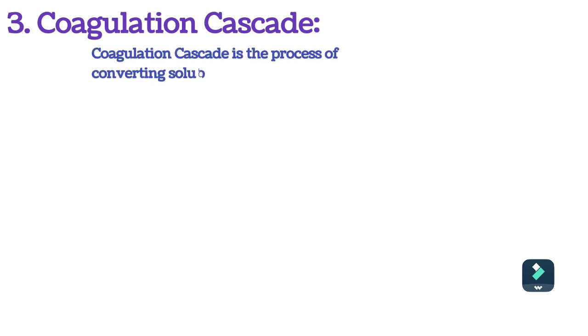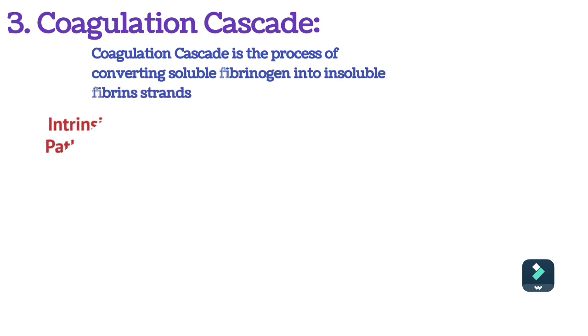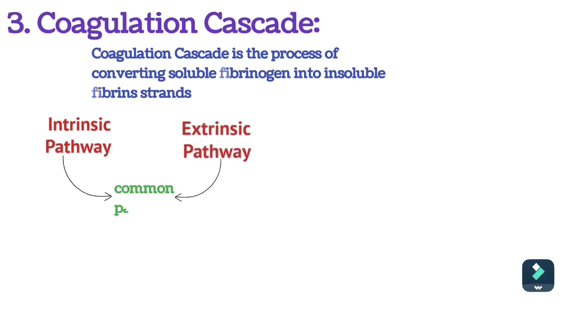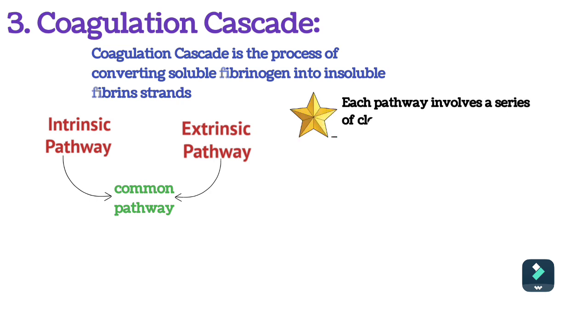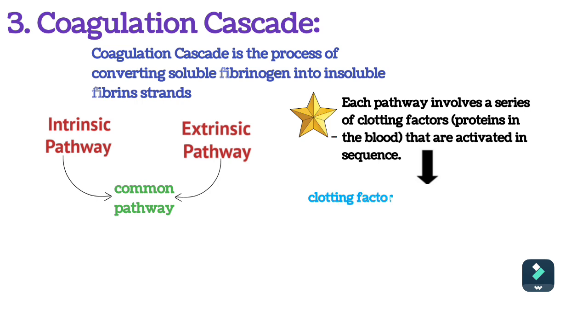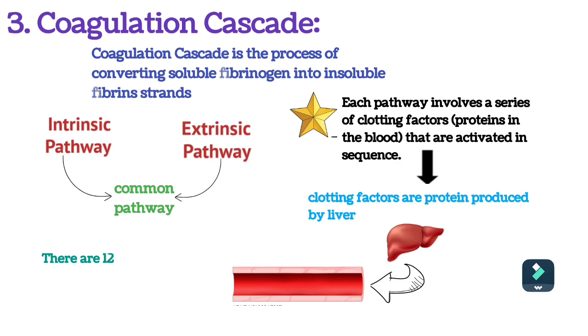The last step in hemostasis is the coagulation cascade. The coagulation cascade is the process of converting soluble fibrinogen into insoluble fibrin strands. There are two pathways in the coagulation cascade, the intrinsic pathway and the extrinsic pathway, both of which converge on a common pathway. Each pathway involves a series of clotting factors, proteins in the blood, that are activated in sequence. Clotting factors are proteins produced by the liver and released into the blood. There are 12 clotting factors, numbered from 1 to 13, with the exception of factor 6.